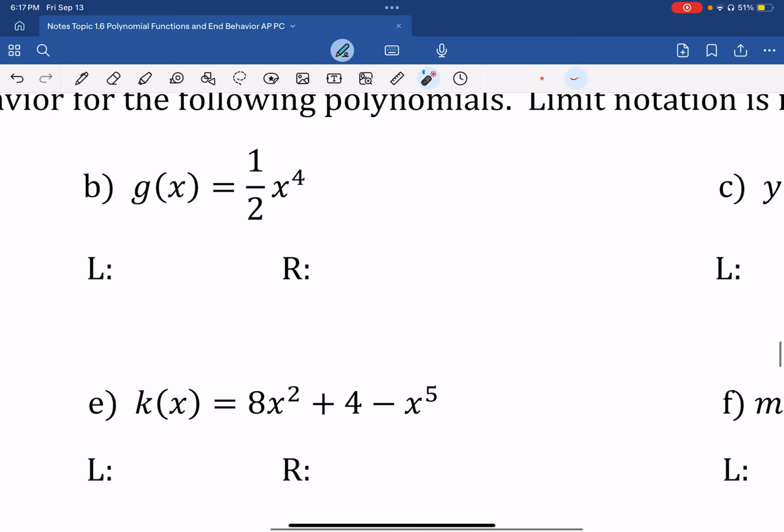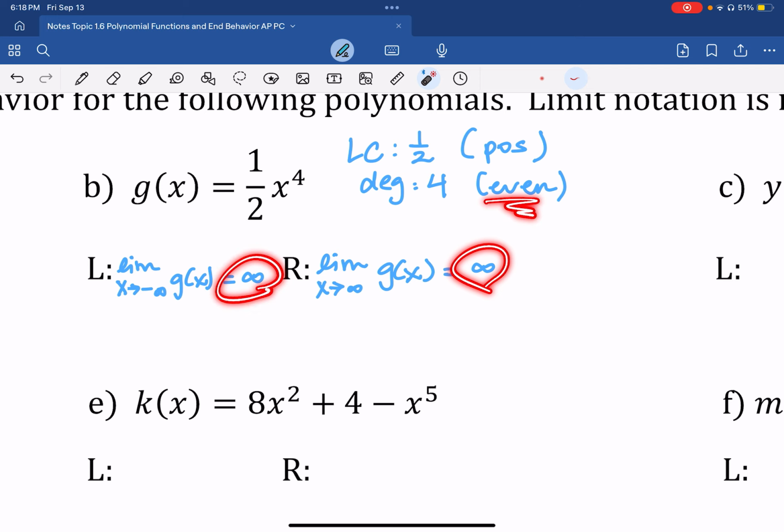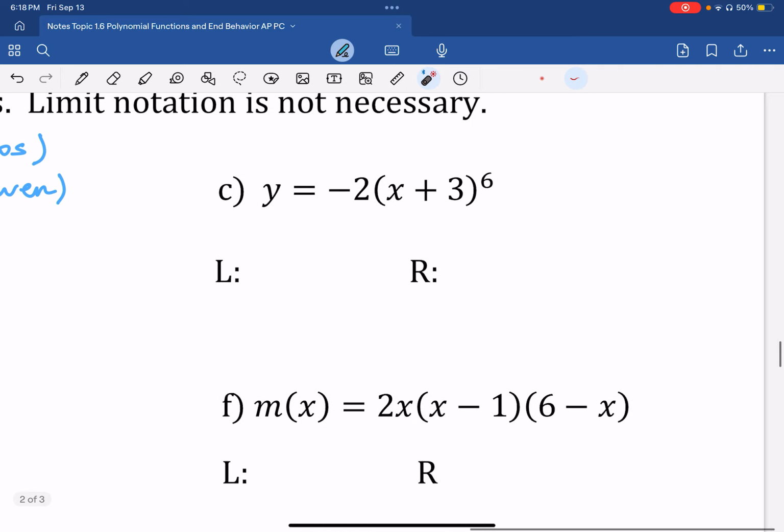We have b here. The leading coefficient is 1/2, which is a positive number. So I'm going to say the limit for the right side as x approaches positive infinity, g of x goes to positive infinity. Now we'll look at the degree. The degree was 4, which is an even number, which means that both sides will be the same. So when I do the limit as x approaches negative infinity, g of x equals positive infinity. So it has to match this one because this is even, which means that they're going to be the same on both the left and the right. Okay, let's try C.